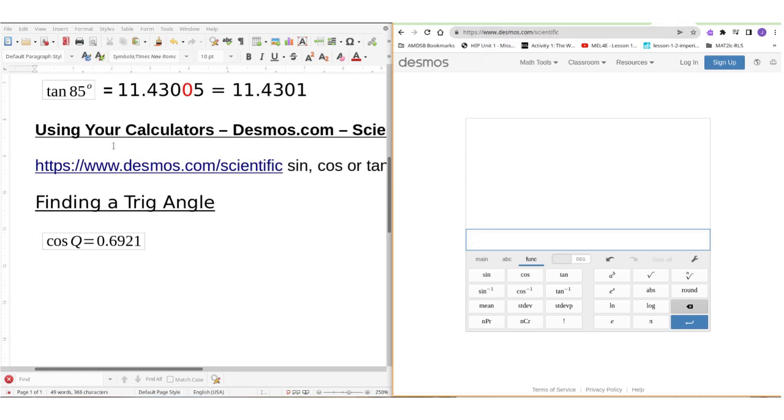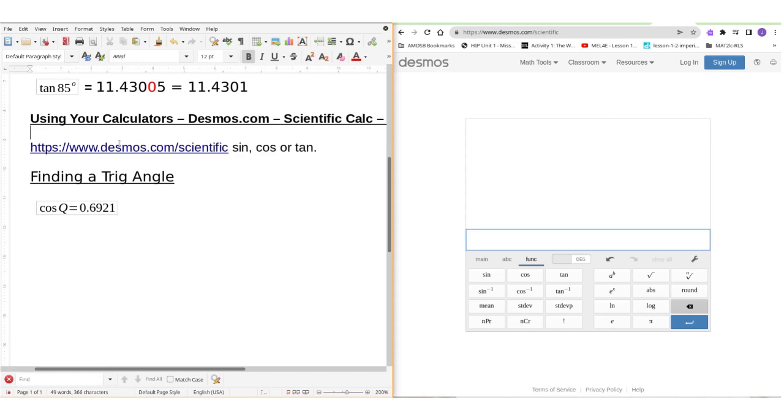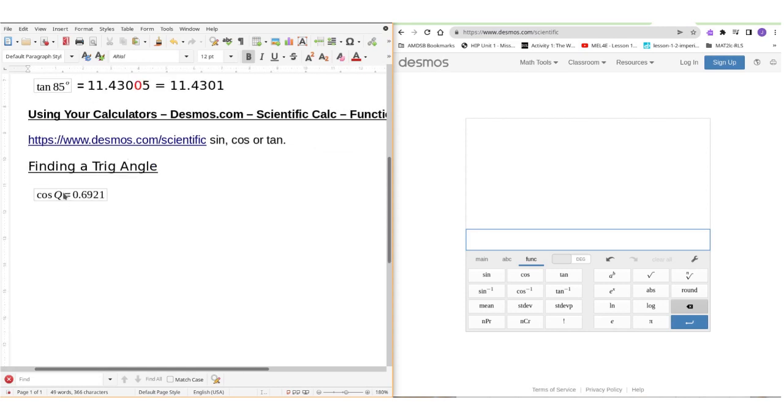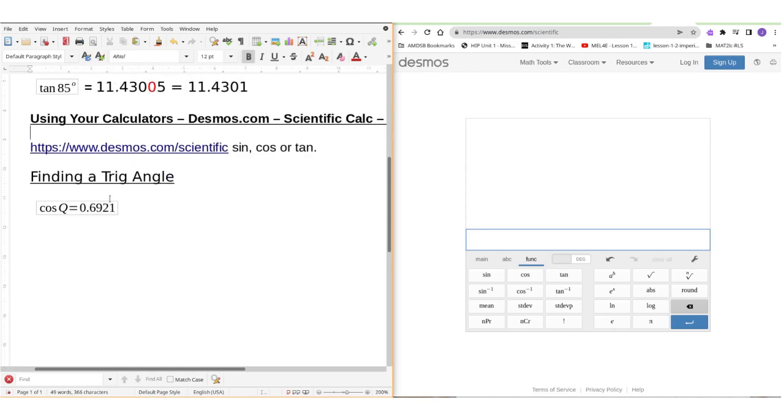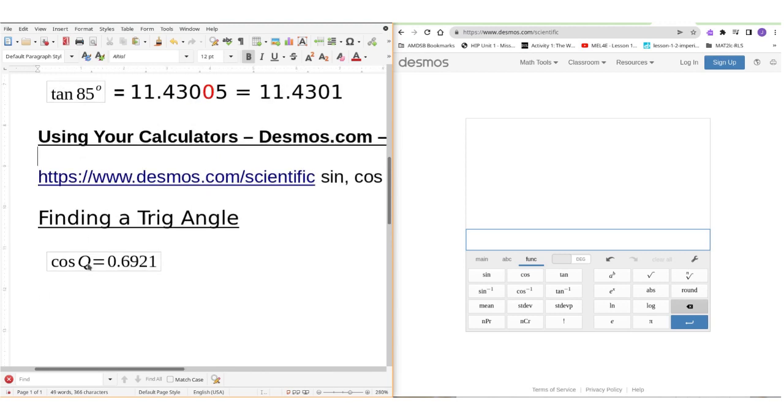Alright, so this time, imagine that we're going to use our calculators, but this time we have an equation that looks like this. Cosine Q is equal to 0.6921. Now remember, the cosine, the sine, and the tan were all set up as ratios, right? So if I know an angle, I can get the ratio, which is a fraction, which really means it's a decimal. So this is saying, hey, tell me what the angle is that gives me 0.6921.